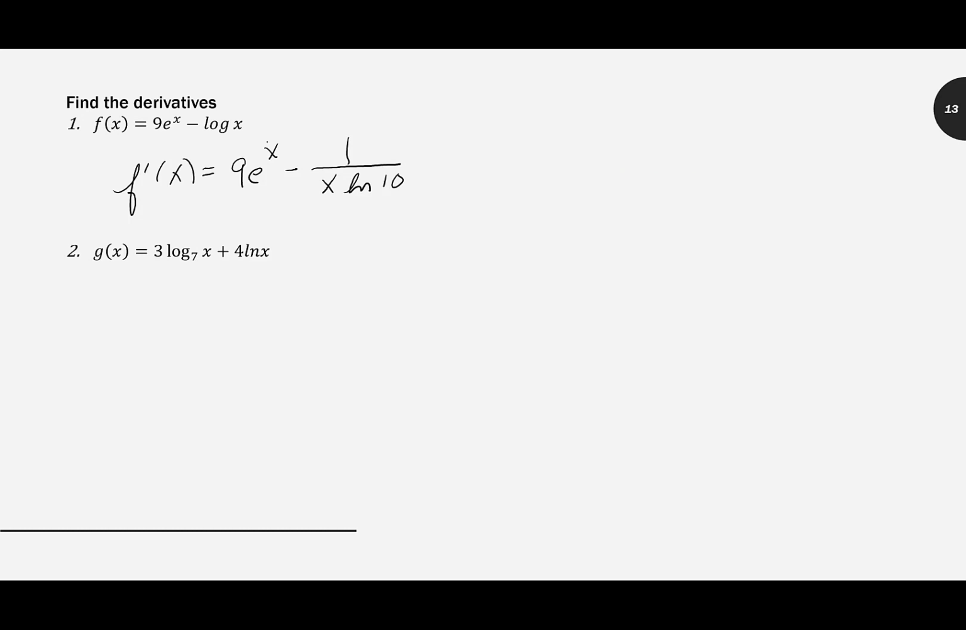Then g of x says 3 log base 7 of x plus 4 natural log of x. G prime of x equals, I know I have a fraction, x is going in the bottom, natural log of the base, which is 7. By now you should see the coefficients end up going on top, so we can save ourselves that step and just go ahead and put it in there. Plus, I have a 4, the 4 will go on the top, natural log of x becomes 1 over x, so I have x on the bottom.